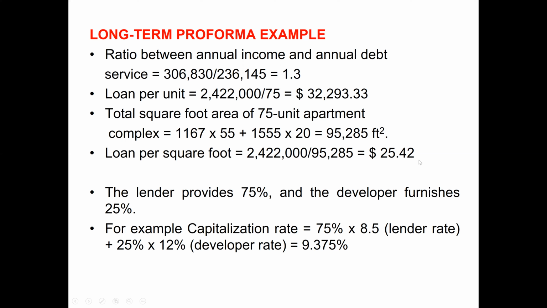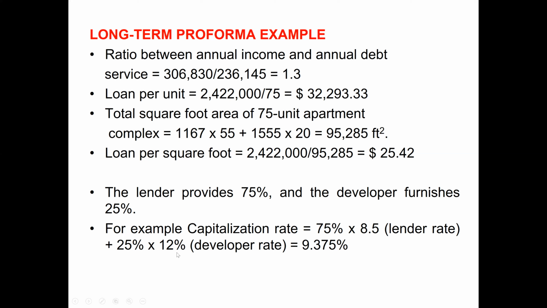So what we learned from this example is that the project is feasible. Now usually the lenders who are going to give loans finance the project up to 80% or 75%. In this case, they will finance 75%, and the developer will provide 25%. If we want to calculate the capitalization rate from these ratios: 75% is the lender share, with 8.5 as the interest rate, and then 25% is the developer's part.